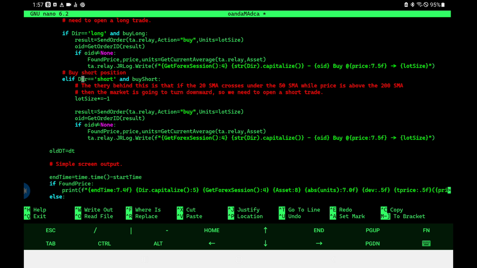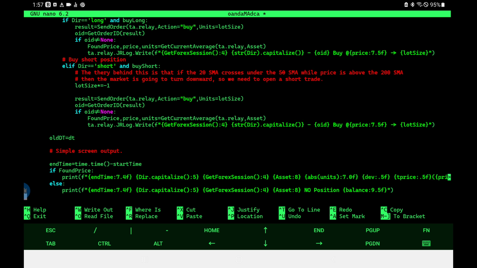And now buy short is the same thing. We take into account whether or not we are trading in a short direction. But because Oanda wants lot sizes in a negative value for shorting, we just multiply the lot size by -1. A simple, quick, dirty little trick to flip it around. So as you can see, the buying side isn't that complicated. It's actually pretty simple. And now we look at the rest of the program, exactly as it was in the previous version.